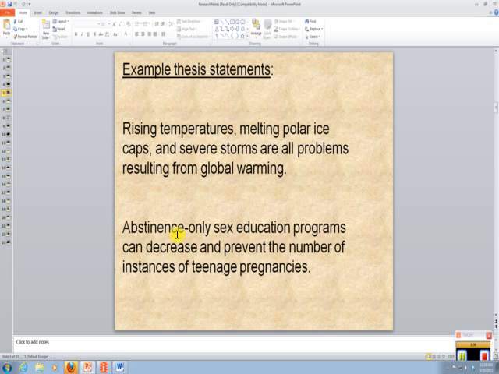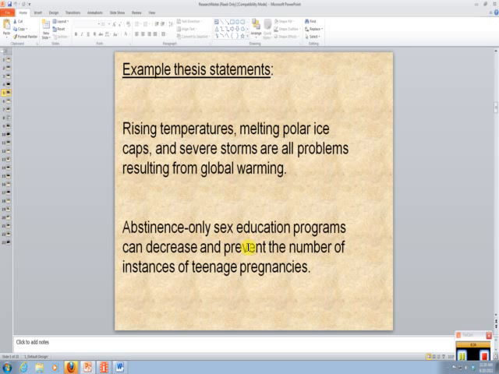So this thesis statement here, after this person went through and Googled the topic and looked up information, he decided that he was going to take the focus and say that abstinence-only sex education programs can decrease and prevent the number of instances of teenage pregnancies. This person found lots of good information that actually explained that abstinence-only programs are beneficial. They can decrease. They can help prevent people and students specifically from becoming pregnant.